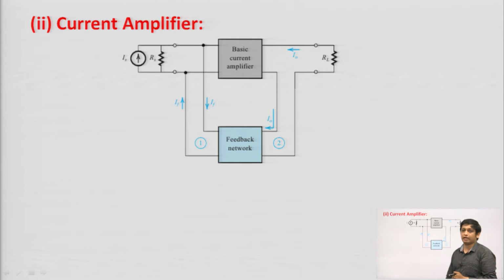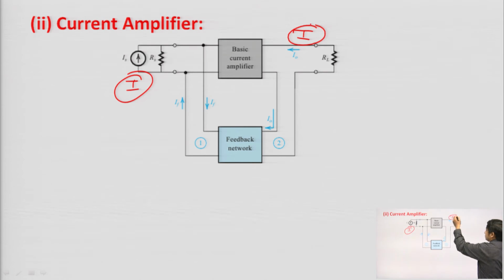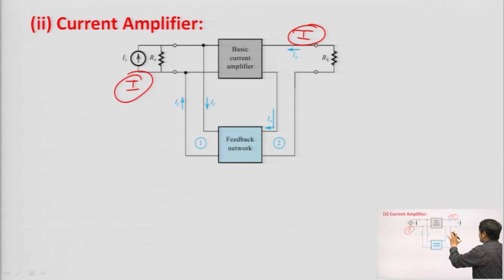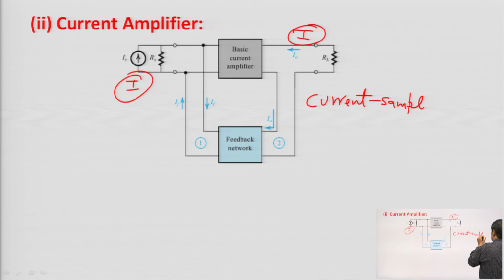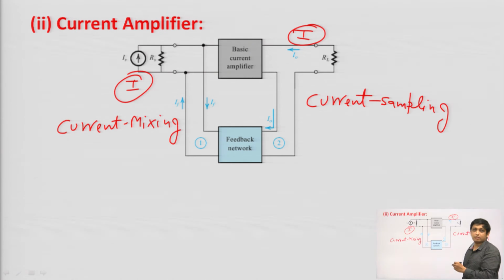Next is the current amplifier. In a current amplifier, the input is current and output is current. That is why it is called a current amplifier. Now, what is another name of this current amplifier? Since at the output we are taking a sample of the output and mixing that sample into the input, at the output side sampling is occurring. So, it is called current sampling. At the input side mixing is occurring. So, it is called current mixing. So, the current amplifier is also called current mixing, current sampling.